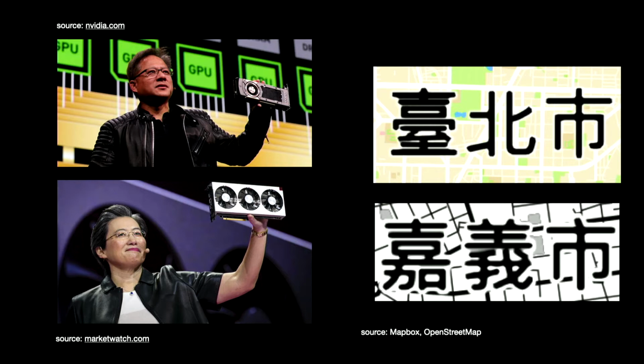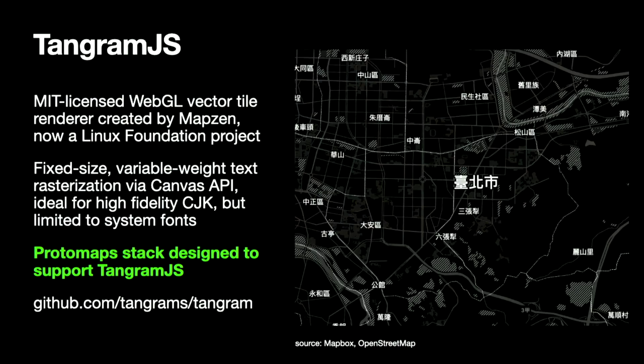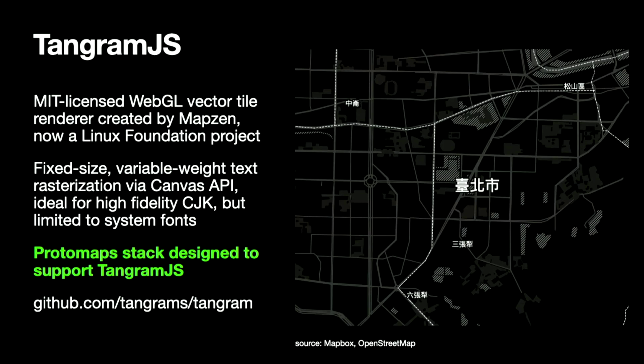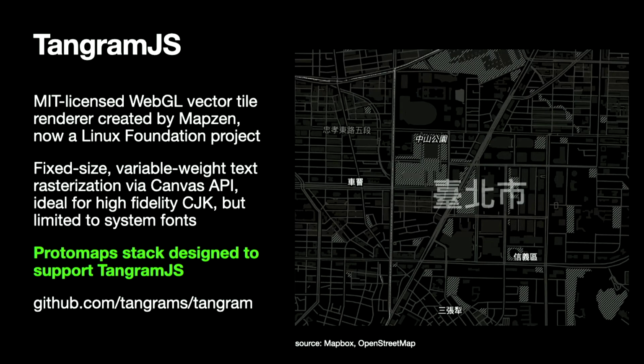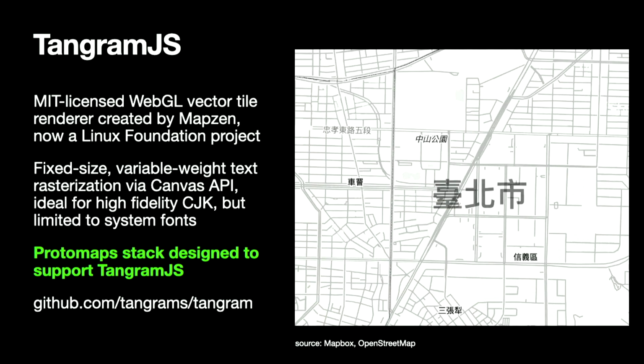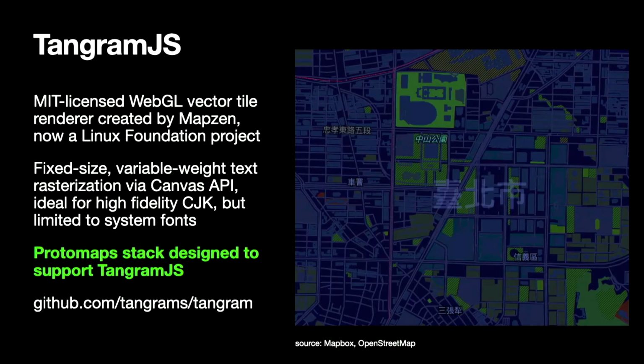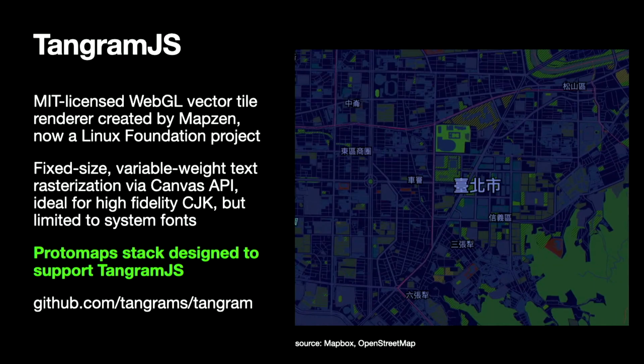So there are some strategies. I'm working on extending a project called Tangram.js. It is an MIT licensed WebGL vector tile renderer created by Mapzen, now a Linux Foundation project. It does fixed size rasterization via canvas directly to a texture and then displays that. So you lose the ability to scale text infinitely, but it means that CJK text in particular is as high quality as is possible in the browser.